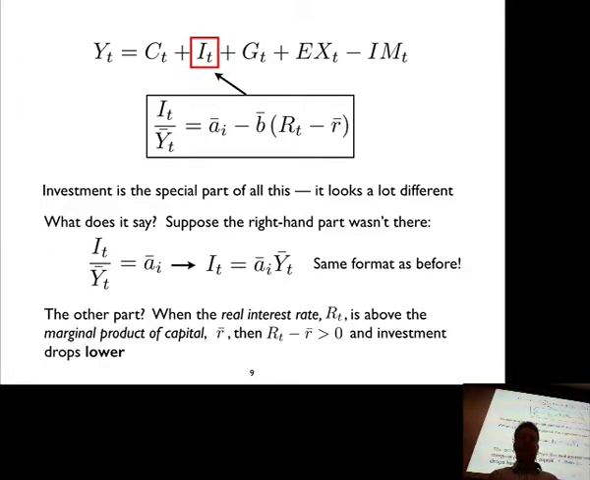The other part is telling us that when the real interest rate, which is uppercase R, is above the marginal product of capital, then this term is positive. Our uppercase R is greater than R bar, so the whole thing is positive. And investment should drop lower because the whole thing gets multiplied by minus B.